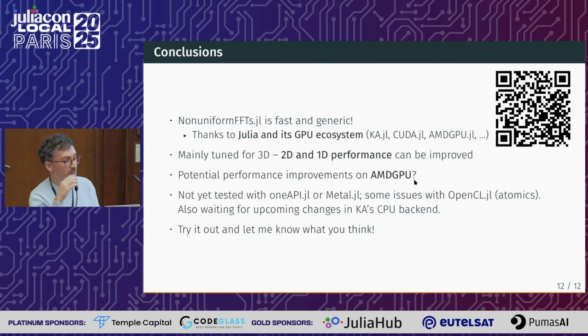So basically, non-uniform FFTs are quite fast and quite generic, and this is all thanks to Julia, and especially thanks to the GPU ecosystem and the different packages that have been developed for it. It's mainly tuned for 3D, but there are things to improve in 2D and maybe 1D. I haven't tried the other GPU packages, oneAPI and Metal, but I hope it should work. I don't know. And that's it. Thank you.